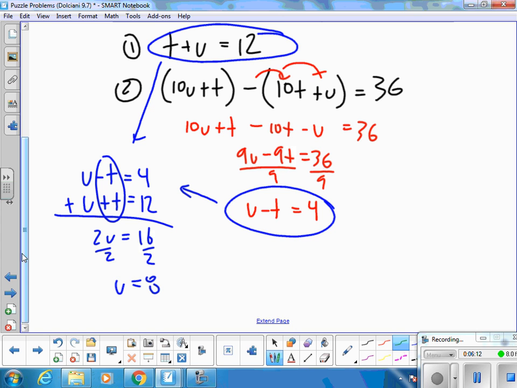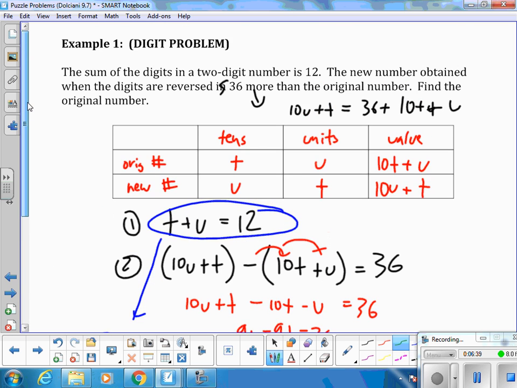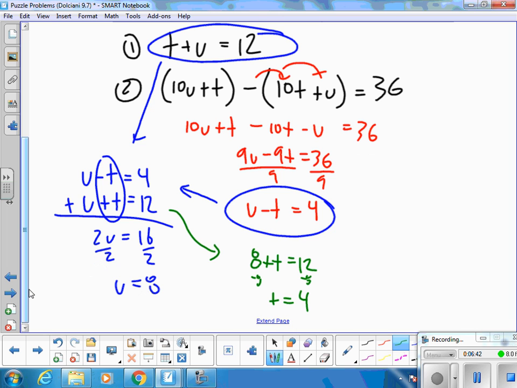Now I'm going to pick an equation to use to solve this. I can use any of them. I kind of like that one. I do know what's in the units place, so I can do 8 plus t equals 12. Let's make sure I'm using the right one. Yep. Subtract 8 from both sides. t equals 4. So if I look at my original question, it's asking me to find the original number. The original number has 4 in the tens place, 8 in the units place. The original number is 48.